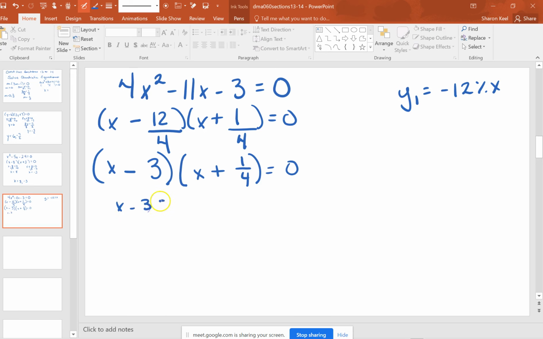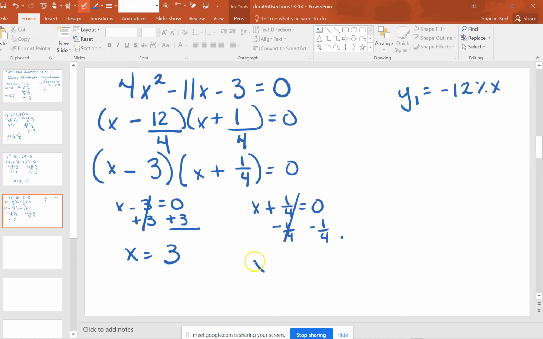If I took x minus 3 and set it equal to 0, move my 3 over, x equals positive 3. Here, if I take x plus 1/4, set it equal to 0, all I do is subtract 1/4 from both sides, and x equals negative 1/4. When you give your final solution, you just list these two numerals. Order does not matter. Just use a comma to separate the two.